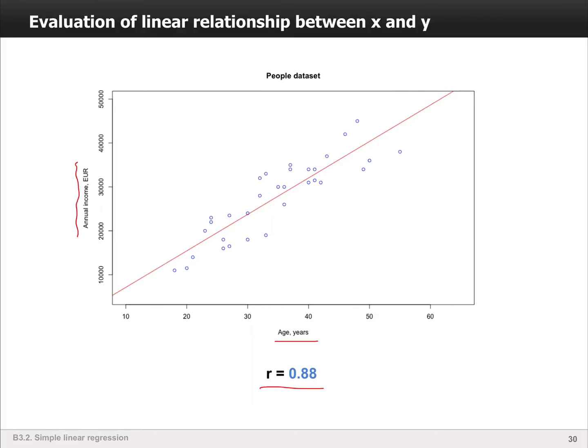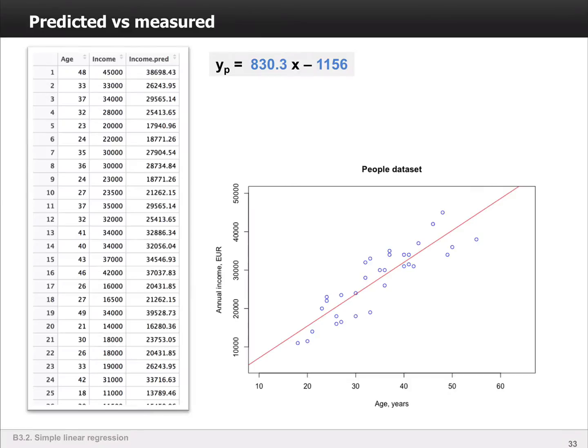So it means that we can try to make a simple linear regression model that will predict the income of a person by age. So that's the model. The model tells us that if you want to predict income by age, for this particular sample at least, you need to take age, x, multiply by 830 and subtract 1156. Which means that if a person gets older by 1 year, the salary of this person will increase on average, of course, because it depends also on many other things, by 830 euro.